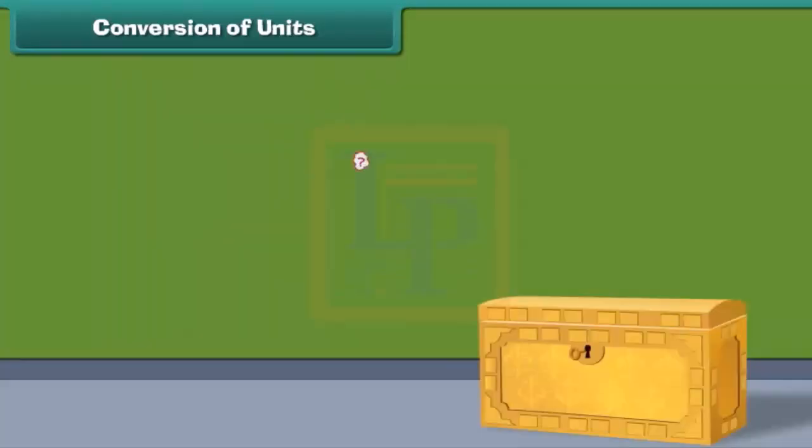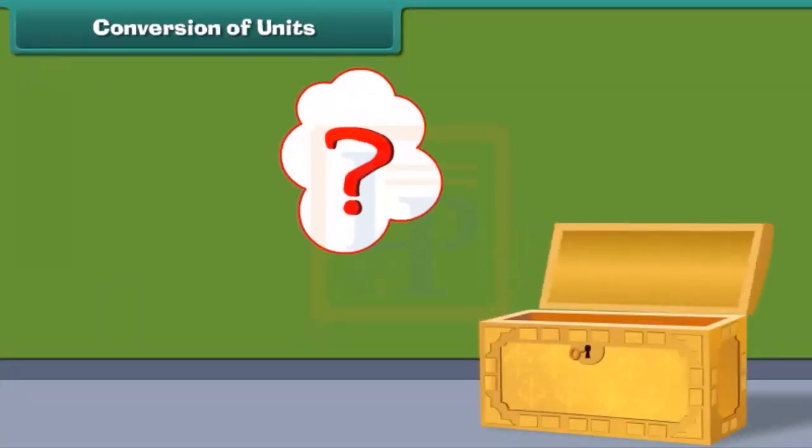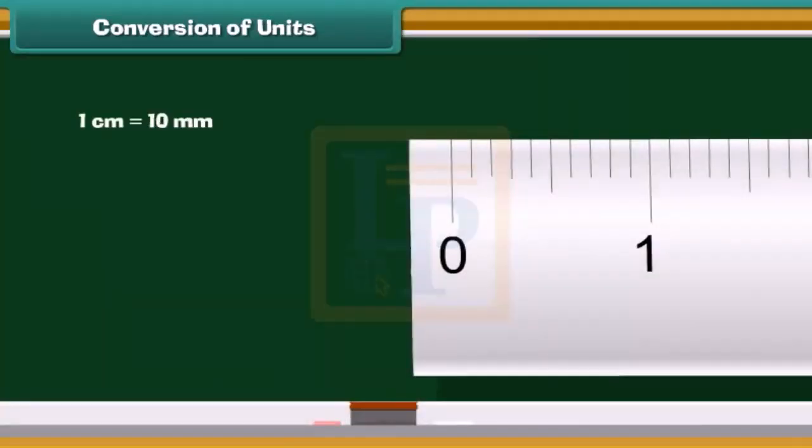How will you convert the length of a box given in centimeters into millimeters? When 1 centimeter is divided into 10 equal parts, then each of these parts is called a millimeter. This means 1 centimeter is equal to 10 millimeters.